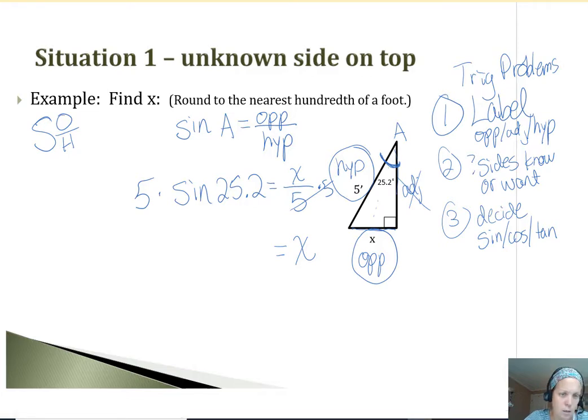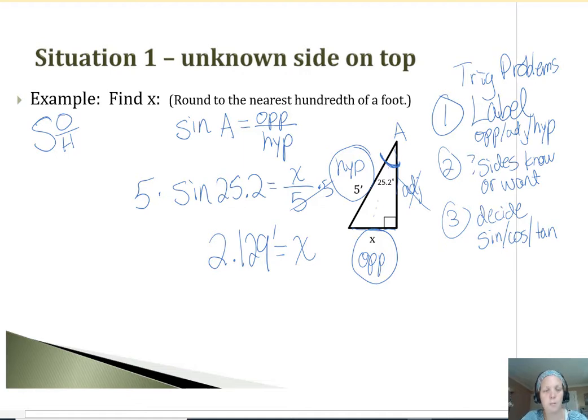So you can put it all in your calculator in one step like that. 5, you could hit times sine or just hit sine. Your calculator will know to multiply. 5 sine 25.2 is 2.129. Or 2.1 would have been fine. Oh, hundredth of a foot, I even said how to round. 2.13 feet. Okay.